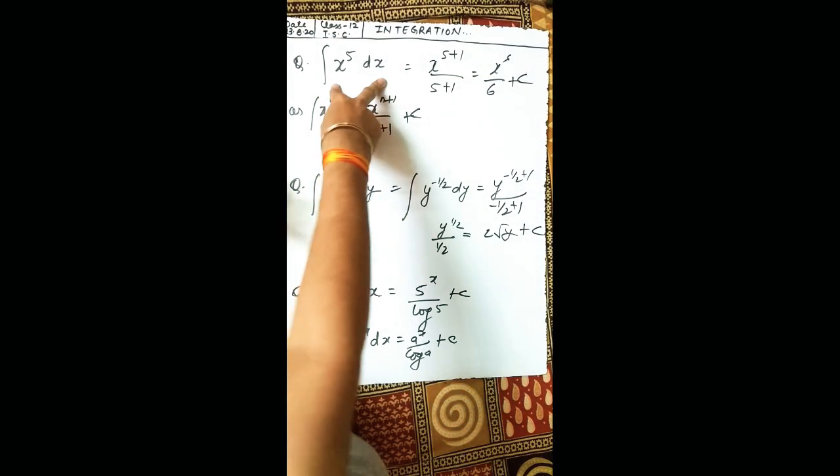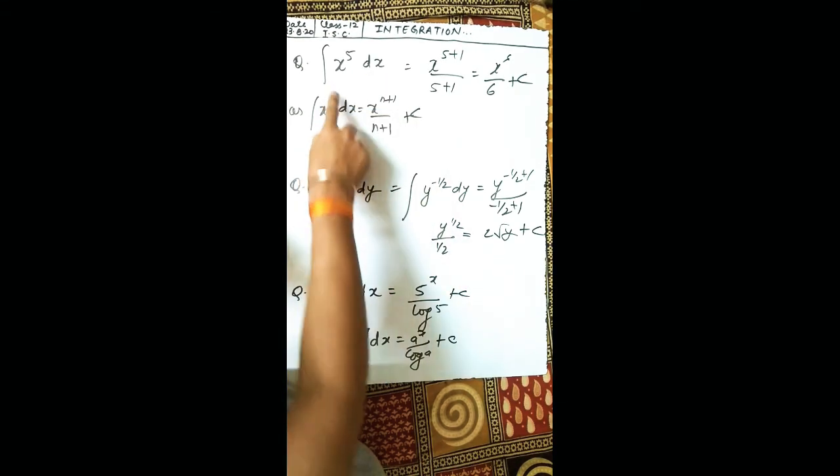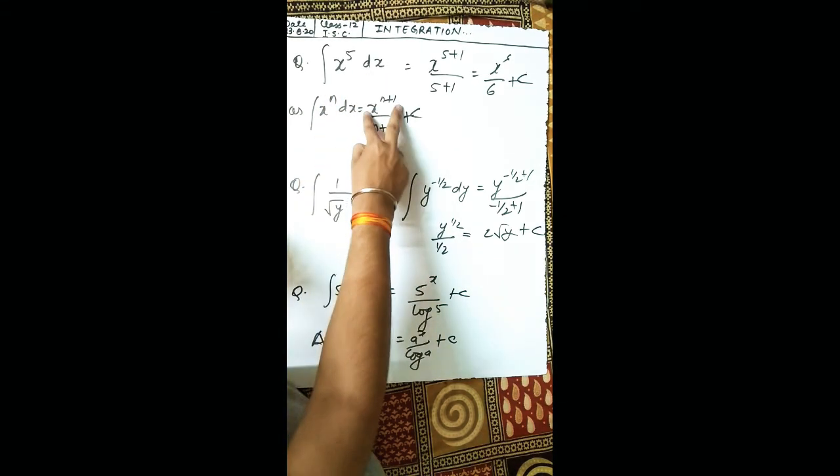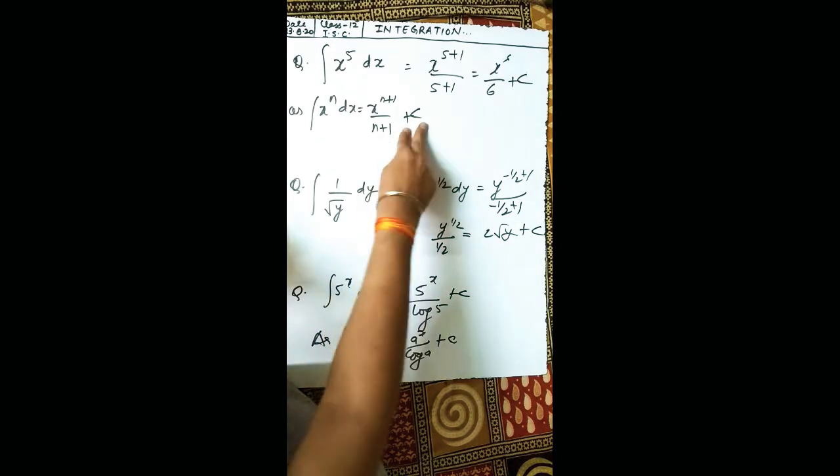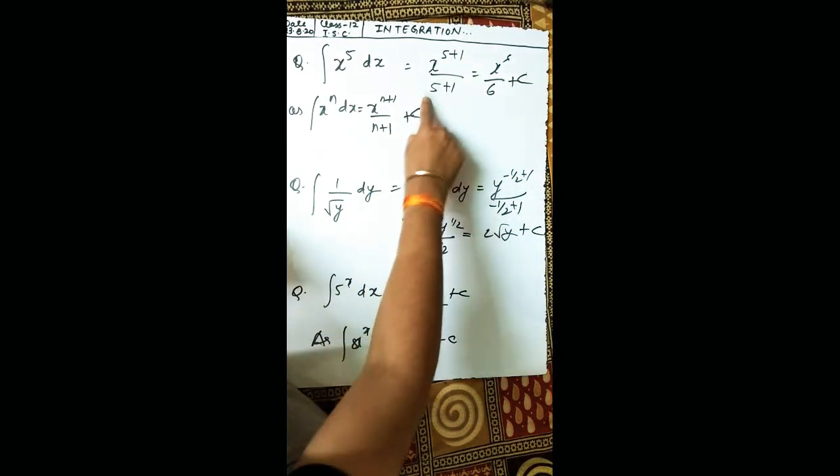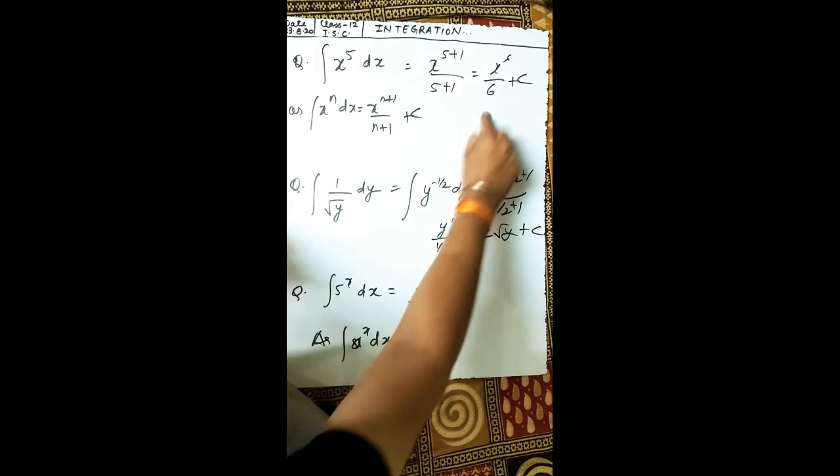Considering these questions, very first question, integration of x to the power 5 dx. As we know, integral of x to the power n dx is x to the power n plus 1 upon n plus 1 plus c. So x to the power 5 plus 1 upon 5 plus 1, x to the power 6 upon 6 plus c.